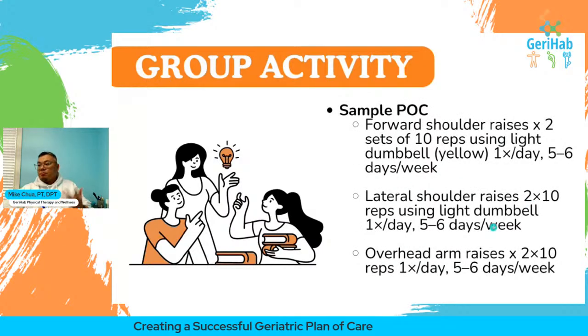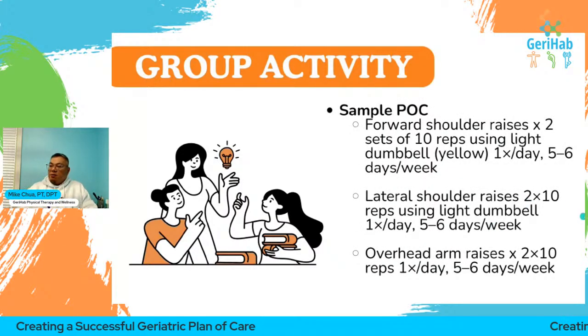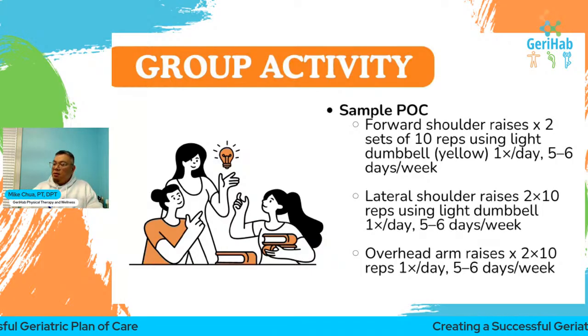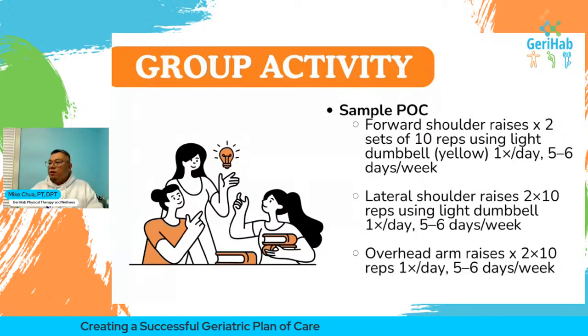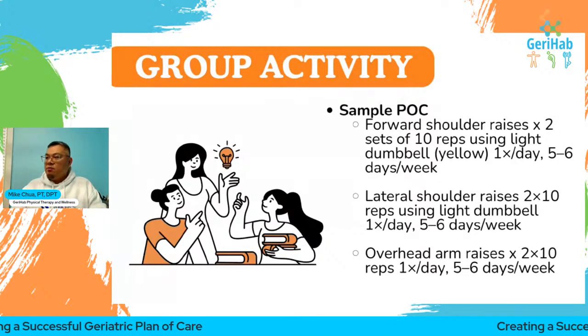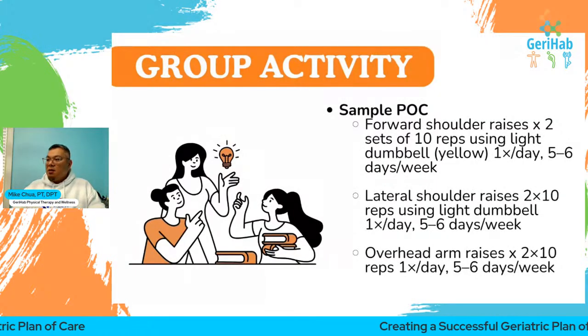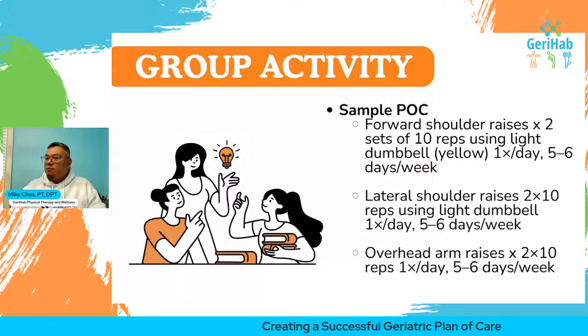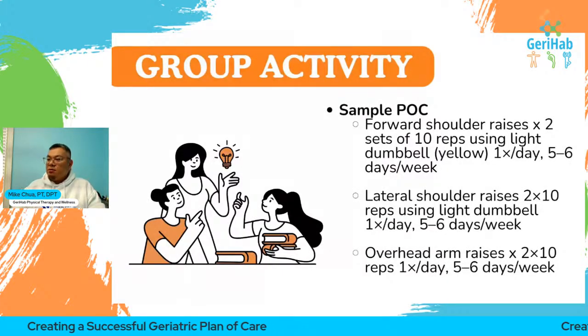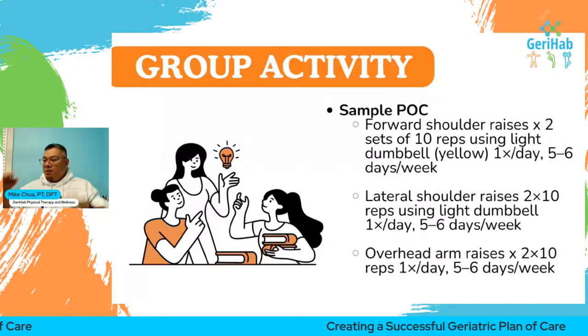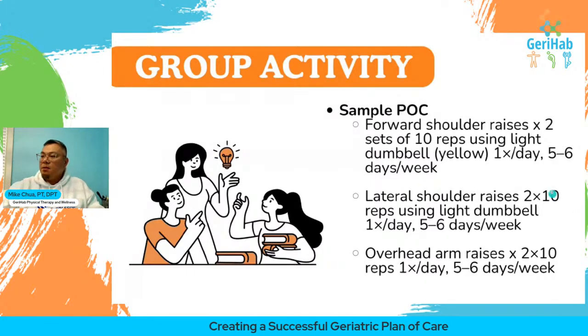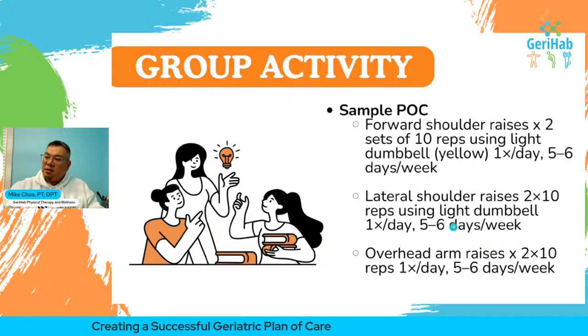Okay, so let's do a sample plan of care on that specific patient that we have. That patient who fell and then had a hip fracture and shoulder pain. Forward shoulder raises, 2 sets of 10 reps using a light dumbbell, yellow, 1 time a day, 5 to 6 days per week. Shoulder raises overhead, 2 times 10 reps using a light dumbbell, 1 time a day, 5 to 6 days a week. So this looks more like a home exercise program. Okay.